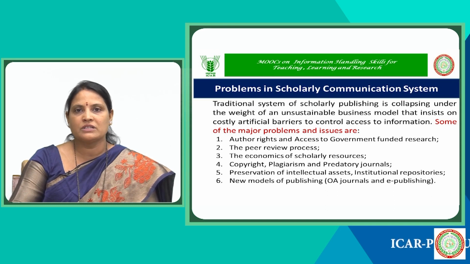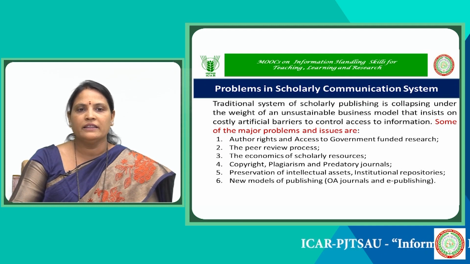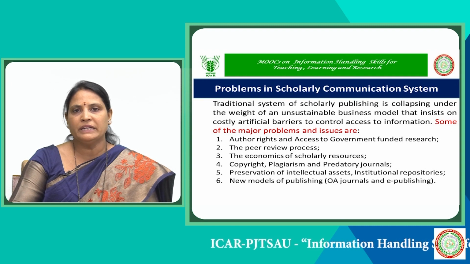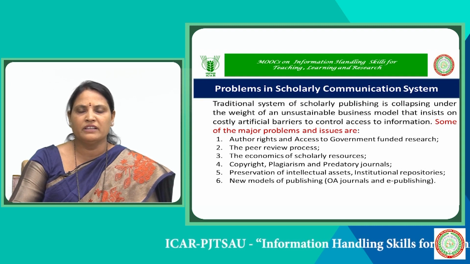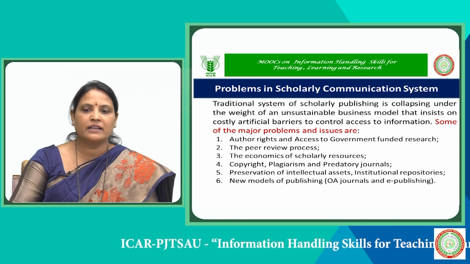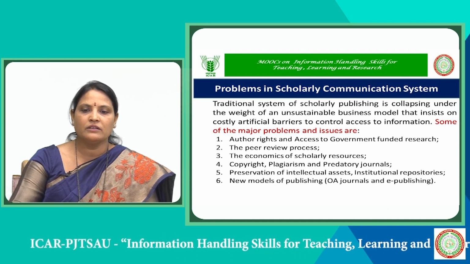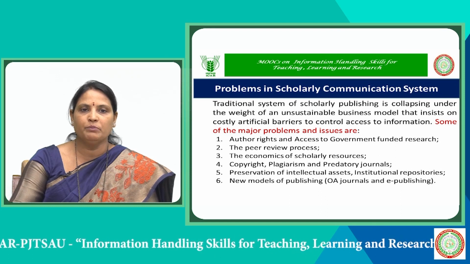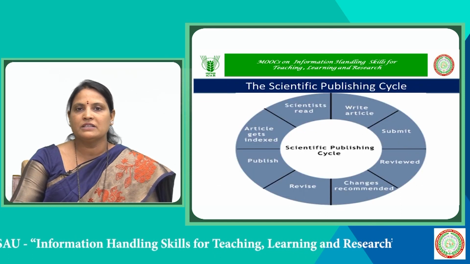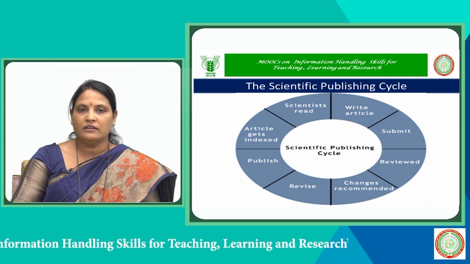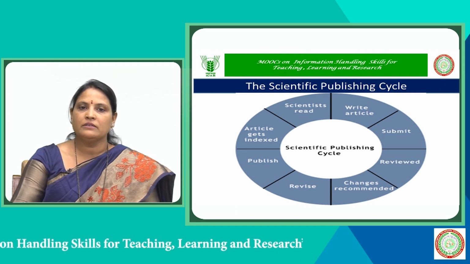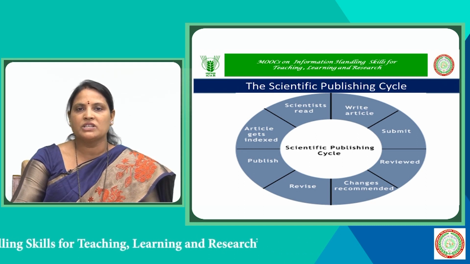Nowadays all institutions are maintaining their institutional repository, and maintaining it may be a problem, since funding is needed, so that can be one of the problems. Then new models of publishing like OA journals and e-publishing. So if we see these problems, then we also have to see the scientific publishing cycle.